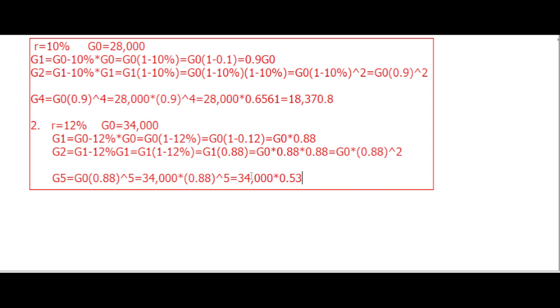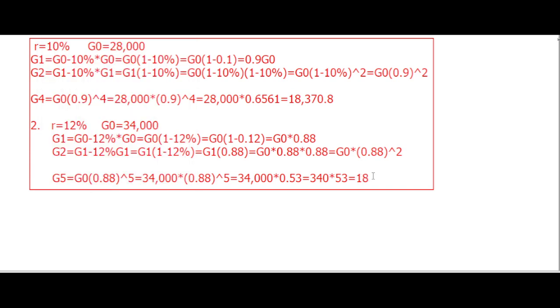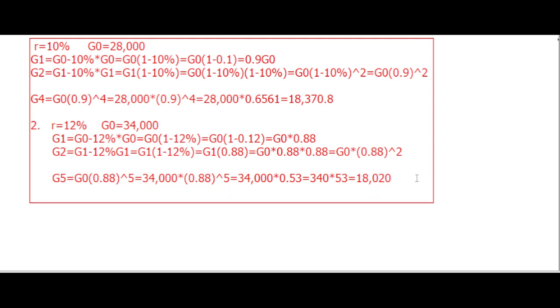This is equal to 340 times 53, which is equal to 18,020. This is for G5. Now let's do the next question, number 3.